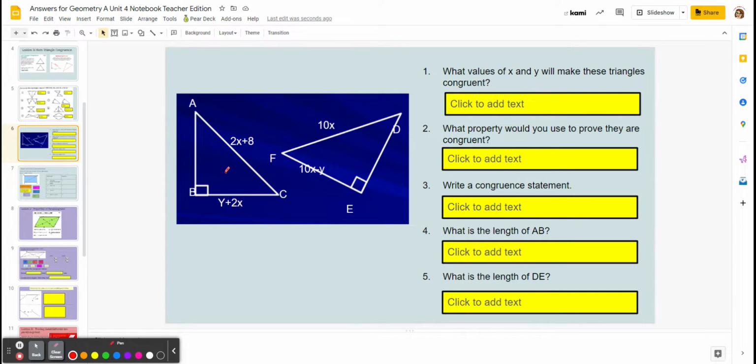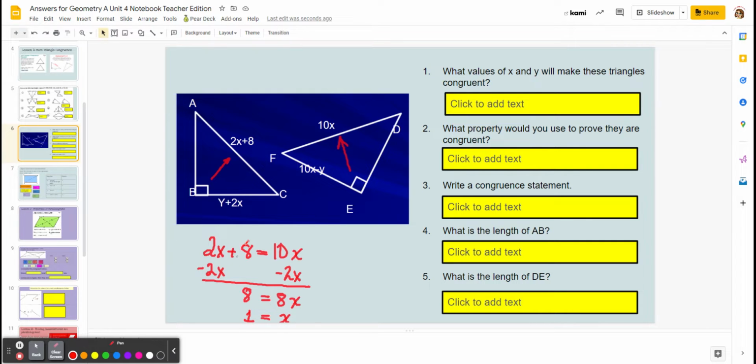So in order to use hypotenuse, leg, we need to have the hypotenuses equal to each other. So if I do 2x plus 8 equals 10x, I set them equal to each other, I could solve for x. Subtract 2x from both sides. We have 8 equals 8x, and x equals 1.